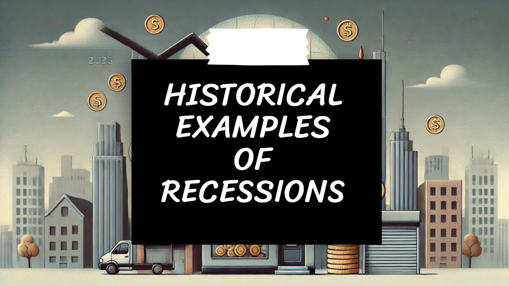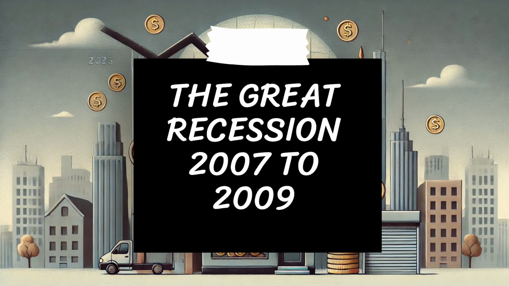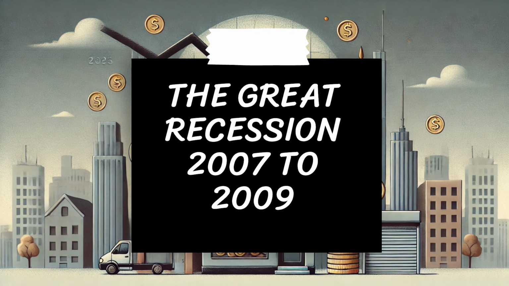Historical examples of recessions. The Great Recession, 2007 to 2009. Triggered by the U.S. housing market collapse and subsequent financial crisis, this recession had global repercussions. Unemployment soared, millions of homes were foreclosed, and economic recovery took years.